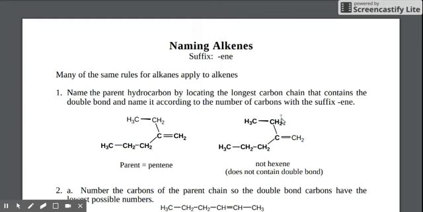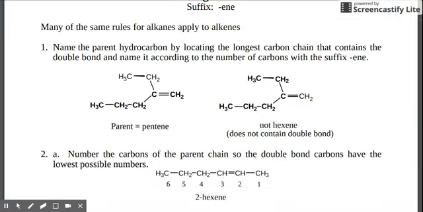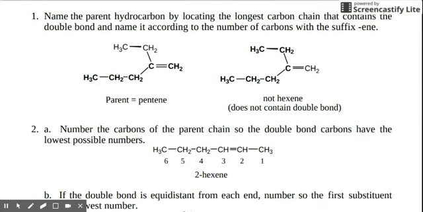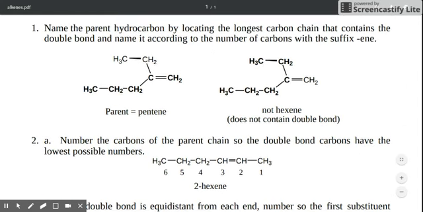The very first thing that you need to know is name the parent carbon. Name our parent carbon by locating the longest carbon chain that contains the double bond and name it according to the number of carbons with the suffix "ene." So ENE. So again, name the parent carbon by locating the longest carbon chain that contains the double bond. So your basis for the numbering is where the double bond is, and that's where you begin.